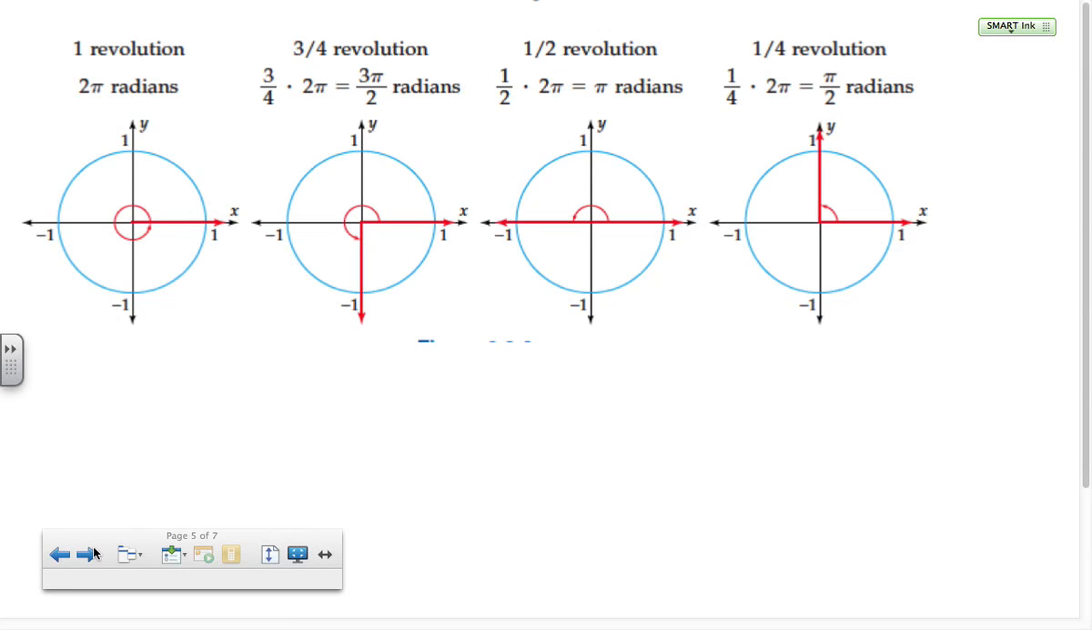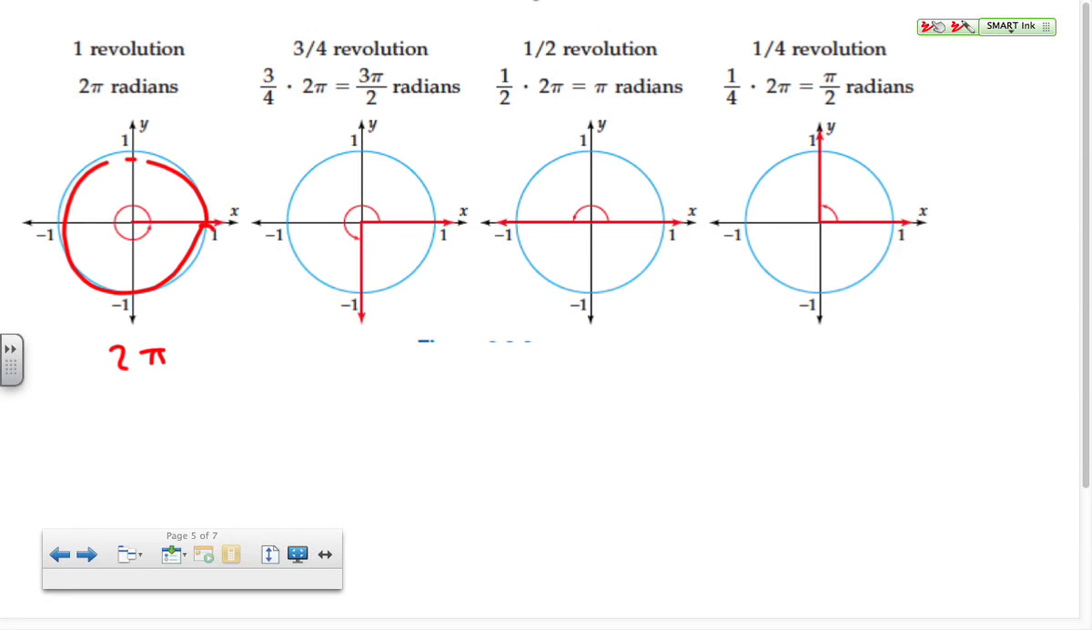So in this one, I have 1 revolution. You'll notice, I start here and I go all the way around. That is 2 pi. Okay, that's important. You need to remember that. Okay, 360 degrees is 2 pi.